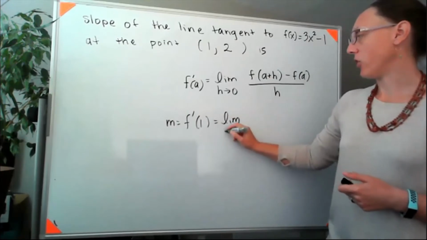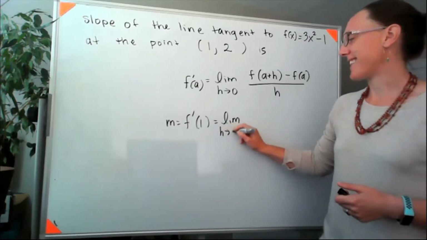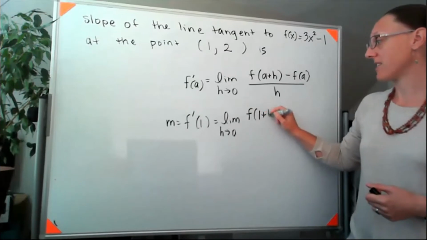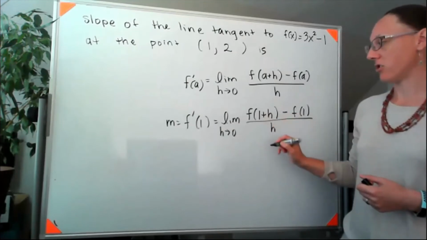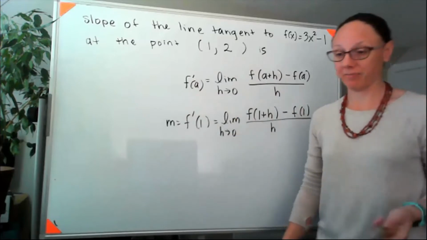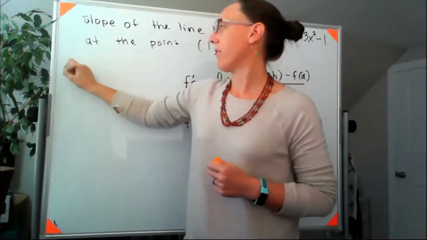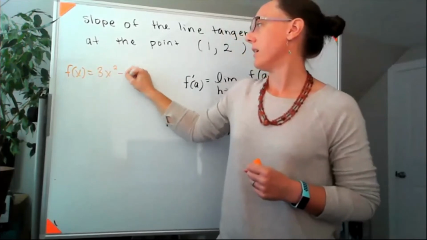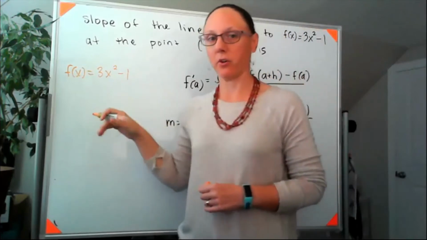And I'm going to get that value by looking at the limit as h approaches 0 of f of 1 plus h minus f of 1 all over h. Well, that f of 1 plus h, I'm just going to come off to the side to do that part of it. If our function here is 3x squared minus 1, don't write this next bit. I'll tell you where to pick back up in your notes.